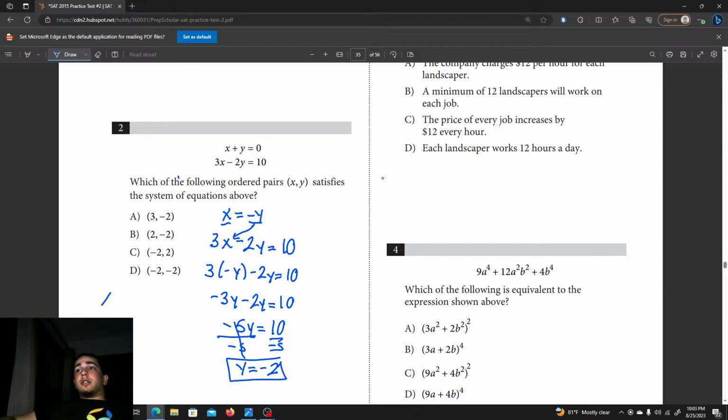We know that x equals negative y, and we know that y is negative 2. And then negative negative 2 gives us that x is going to equal positive 2. So we have that our ordered pair is 2 comma negative 2, which is B.